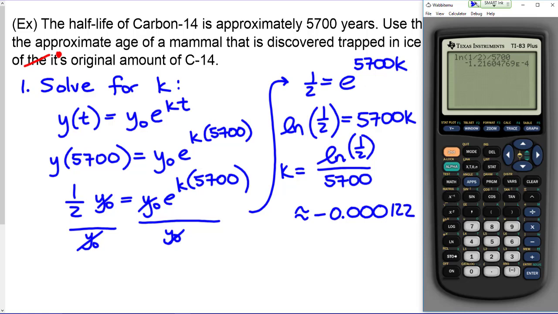Or actually, I think in the examples I did, I only did 0.12, so I'll leave it as 0.12. For problems that you're working in the homework, follow the rules of rounding there. But for this example, I did just use 0.00012, which is fine.